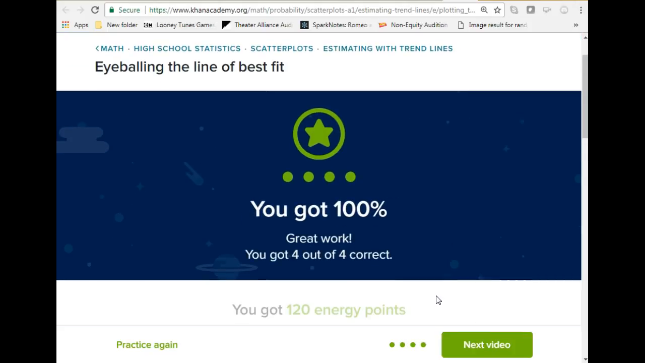That's the first one I got 100% on. I actually did one before this to practice, and I got a 75% as well, just like the second one. So this is the first one I actually got 100% on.